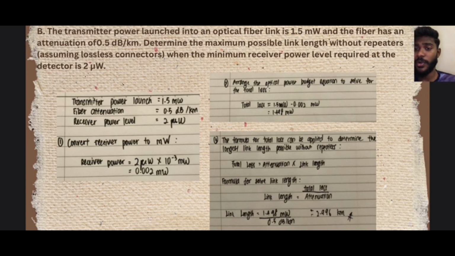Lastly, the formula for total loss can be applied to determine the longest link length possible without repeaters. The total loss equals attenuation times link length. So the formula to solve for link length is link length equals total loss divided by attenuation. So the link length is 1.498 megawatt divided by 0.5 decibels per kilometer. So the answer is 2.996 kilometer.